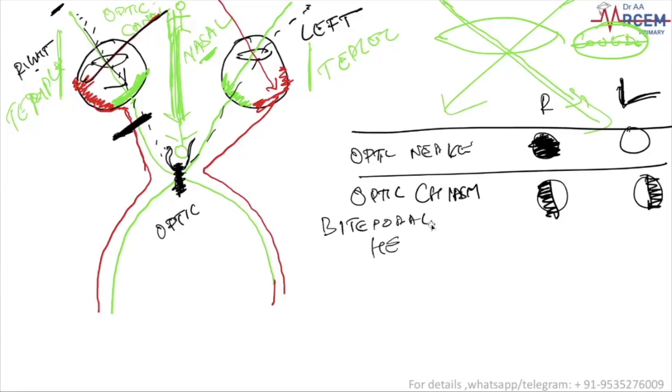Why do I call it heteronymous? It is not on the same side. Both are opposite to each other. For that reason, it is known as heteronymous hemianopsia. Hemi means half of the vision is gone. Half of the vision is gone in each eye. So it is known as bitemporal heteronymous hemianopsia.